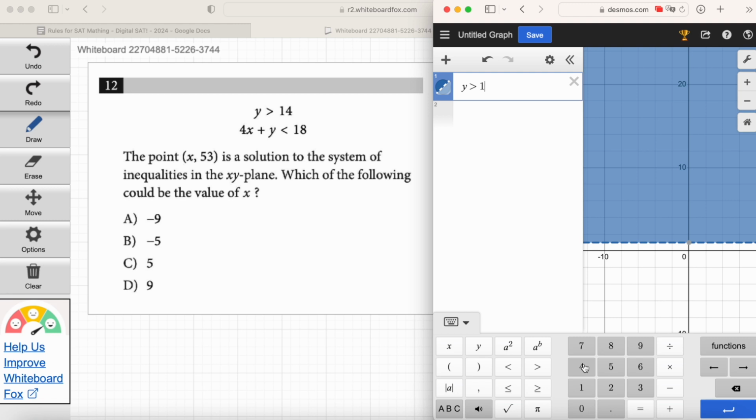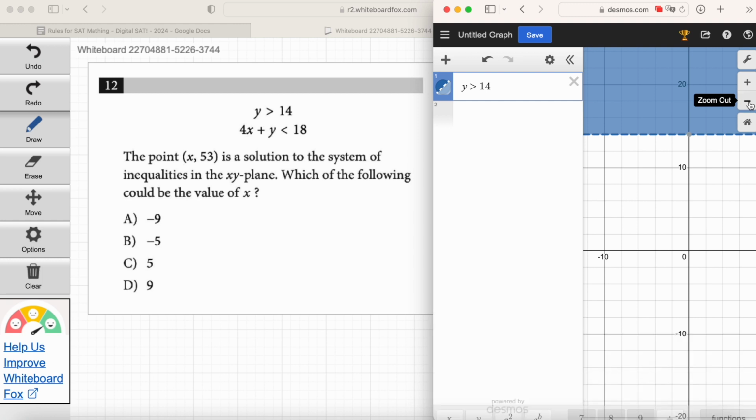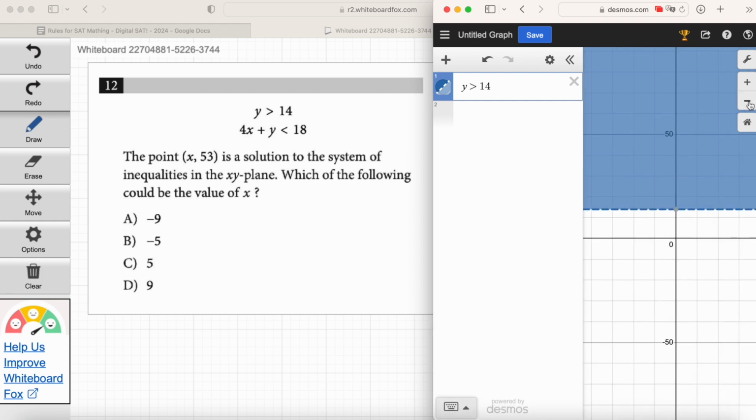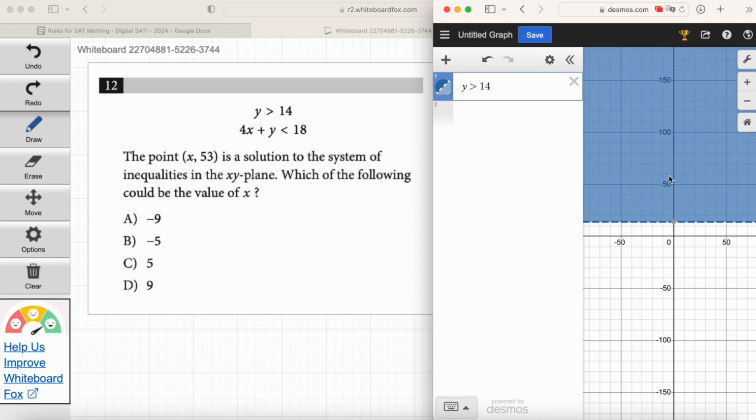So I'm entering in y is greater than 14. You see the greater than and less than signs there in Desmos. Is that clear on the screen share? Yes. You don't have to solve any inequalities. You just graph them in Desmos. Okay? And notice we've got a line roughly at y equals 14, the dotted line, and everything above that is shaded blue. Those are all solutions to y is greater than 14. That should make sense, right?